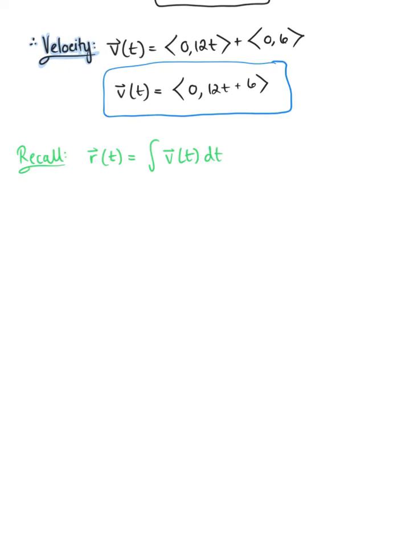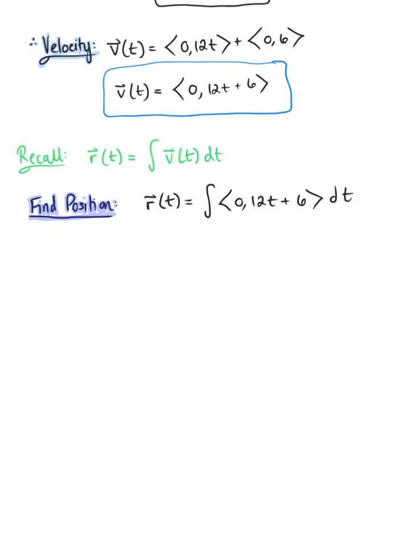So giving ourselves plenty of room, we are ready to find the position. So we have vector r of t is defined as the antiderivative of the vector with components 0, 12t plus 6, integrating with respect to t, and this leaves us with a position vector. So integrating 0, we're left with 0 again. Integrating 12t, we are left here with 6t squared plus 6t, and plus this arbitrary constant vector c. So this is our general solution for the position.